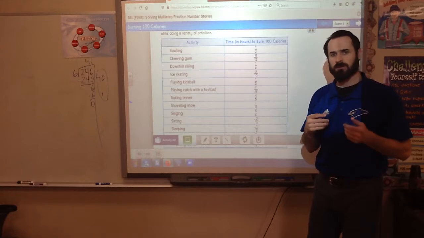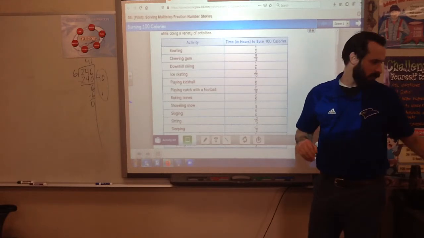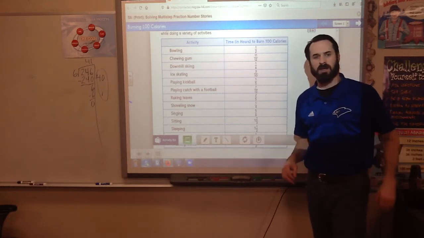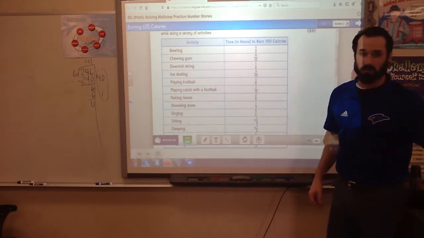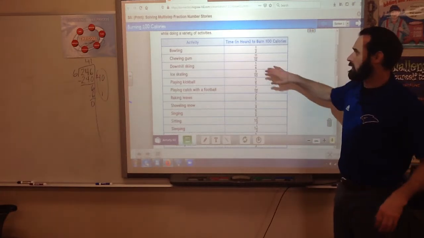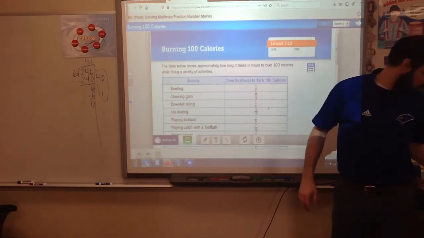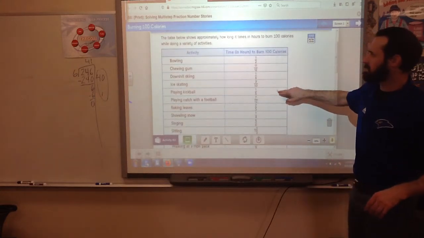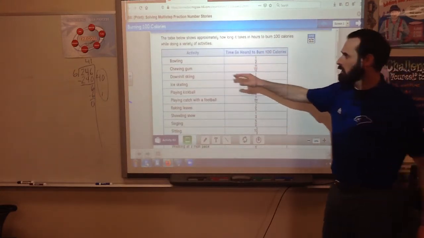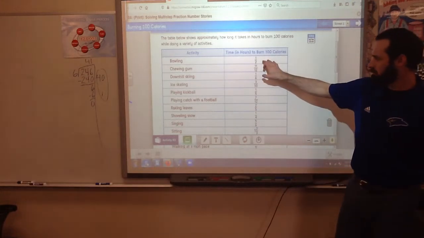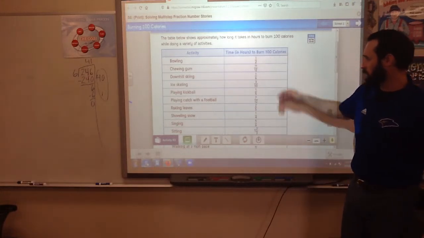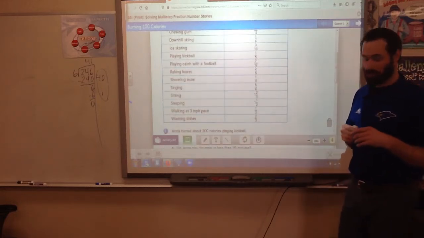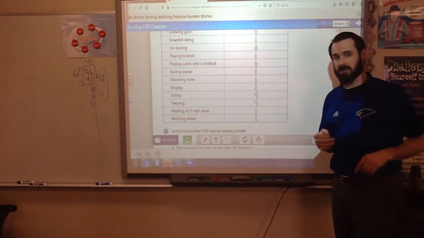It's Tuesday, April 7th. Today we are working on lesson 710, which is solving multi-step fraction number stories. So we're not going to go through all of these, but this is page 256 in your math journal. And if you look, it gives you this table, different activities, and how much time in hours it takes to burn 100 calories. So we're going to be referring to this an awful lot. Again, this is 256 in your math journal.